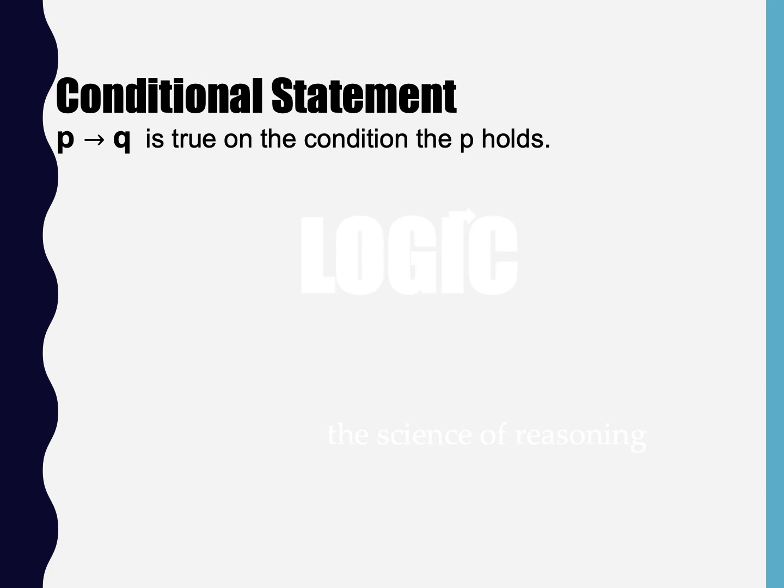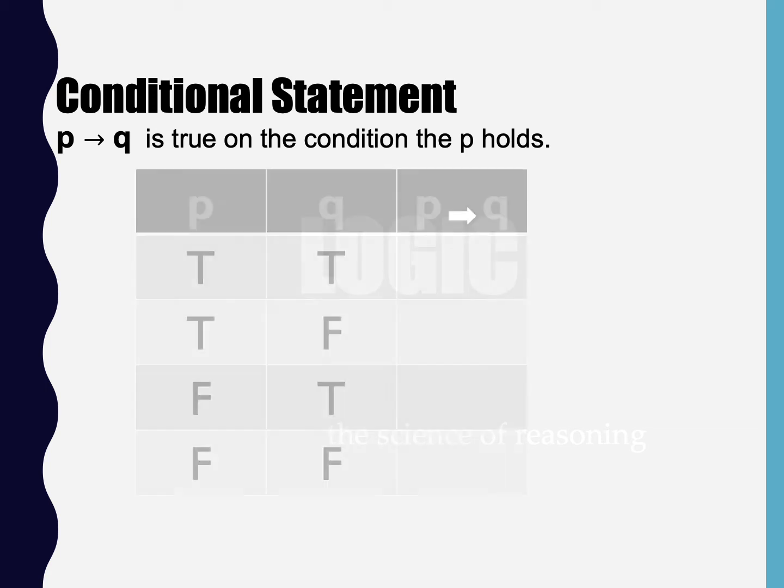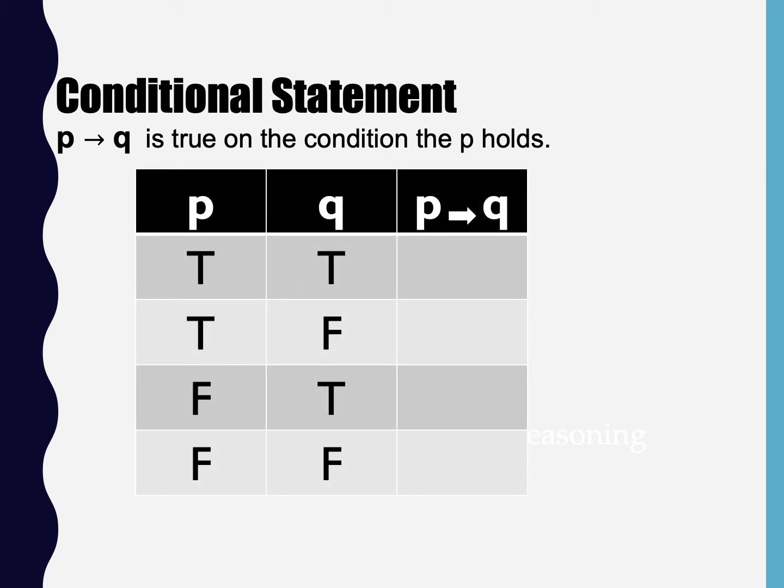Now, let's try to construct the truth table. For the conditional statement if P then Q, it is true on the condition that P holds. Meaning, the conditional statement if P then Q is true if the conclusion or your Q is also true. Also, the conditional statement is true if both your hypothesis and conclusion have the same value.